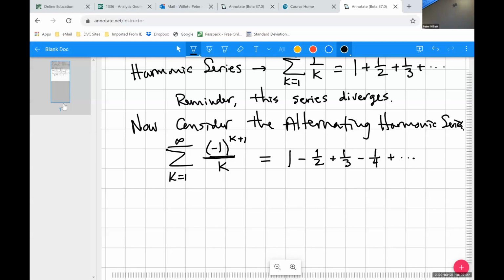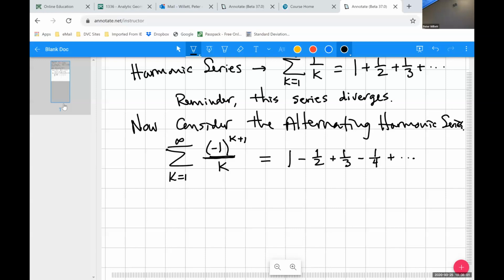Okay, so the first thing to point out is that our tests do not apply here, with the exception of the divergence test. We can't use the ratio test or the integral test or things like that, because those all had built into their setup the assumption that the series you were talking about had positive terms only.